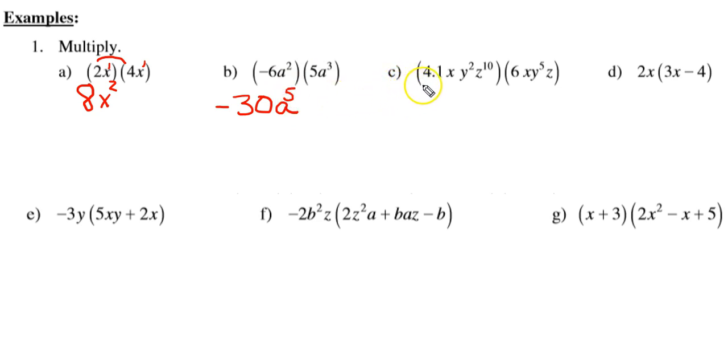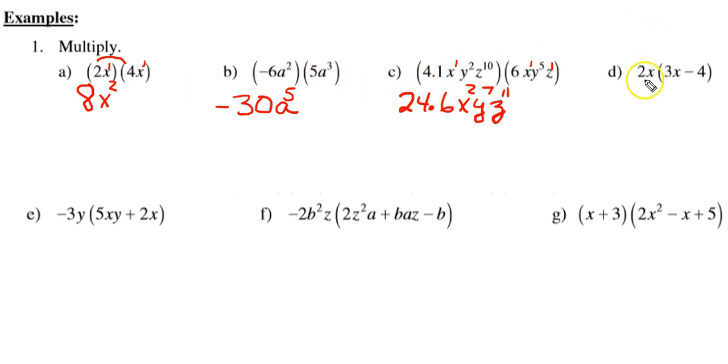Now when we do 4.1 times 6, they're both positive, so we get 24.6. And now we have to add our exponents. So there's a 1 and a 1, so x to the second. Y to the second and 5 is 7. And keep in mind there's a 1 on the z, so 10 plus 1 is 11. So these were multiplying monomials.